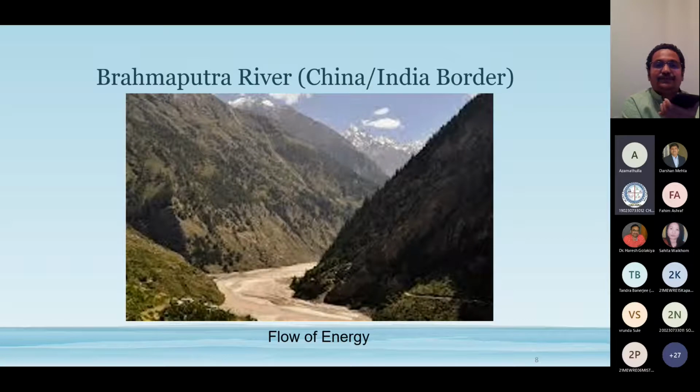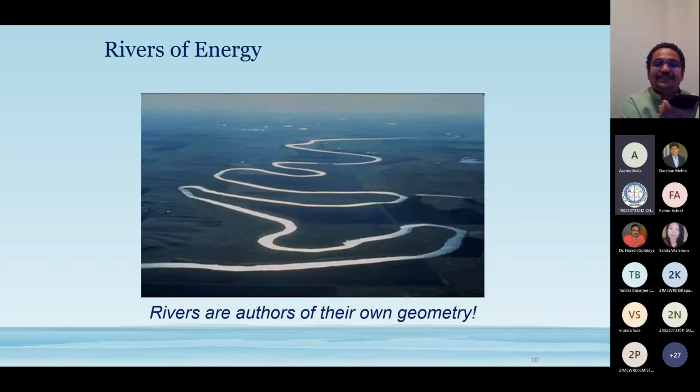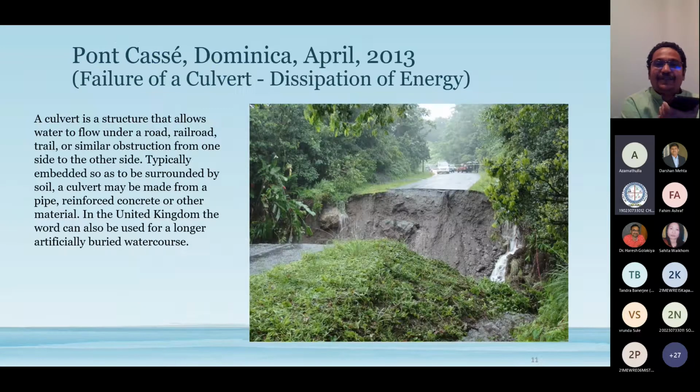Okay, this just shows how much energy there is in a river, this Brahmaputra river. Okay, next slide, please. Okay, so during river mechanics, this slide came. Okay, next slide, please. You can ignore. Yes, the river has one geometry, that one. Okay, next slide, please. Due to river mechanics. Yes.